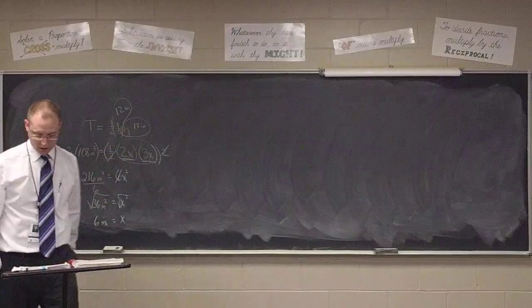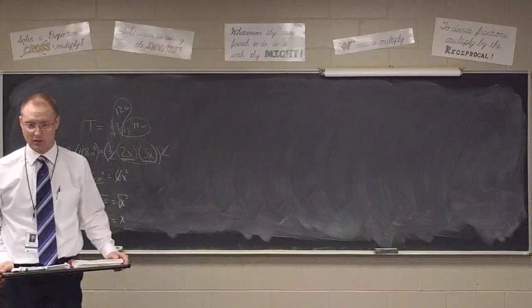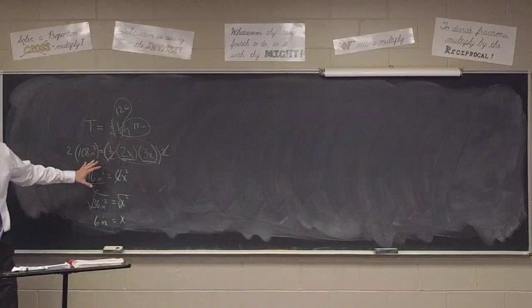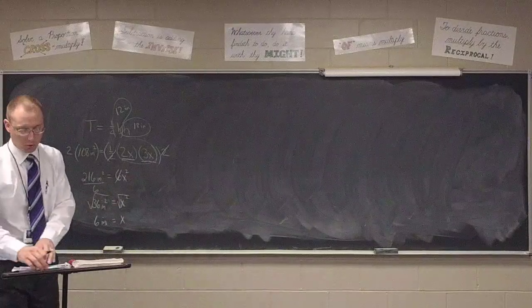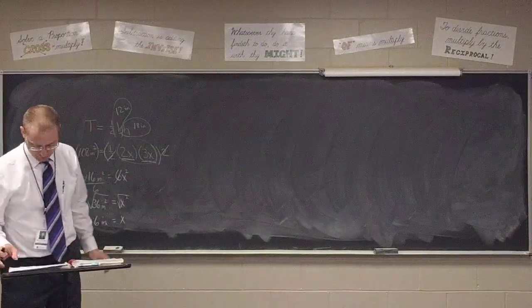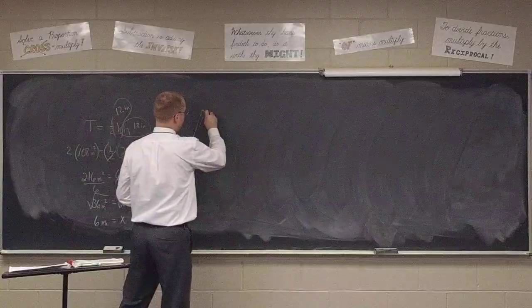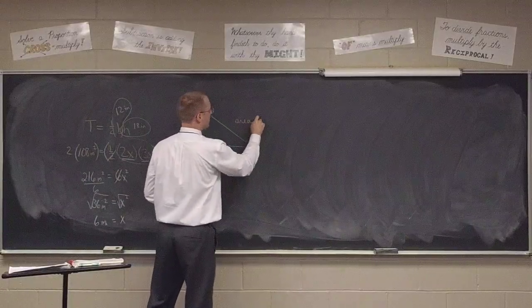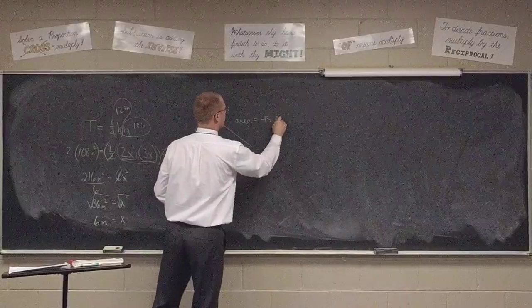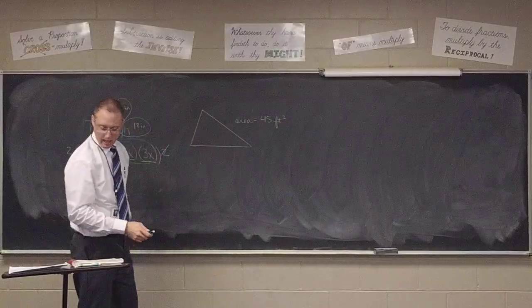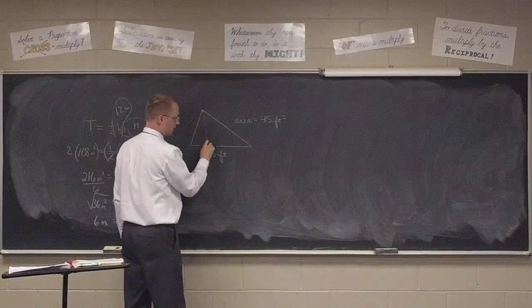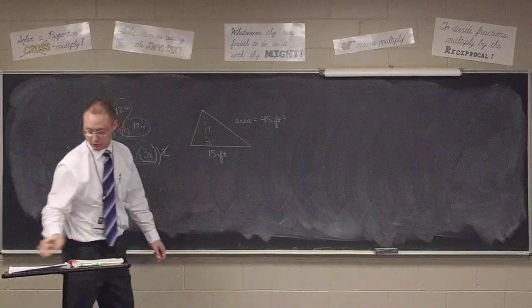Questions on number 8? Getting a feel for how to work this. And again, this is just a step up from what you did in junior high, dealing with ratio quantities. Let me give you a couple more of these. Suppose we have a triangle here, and I know that the area is 45 feet squared, and I know that the base is 15 feet. At your seats, find the altitude.